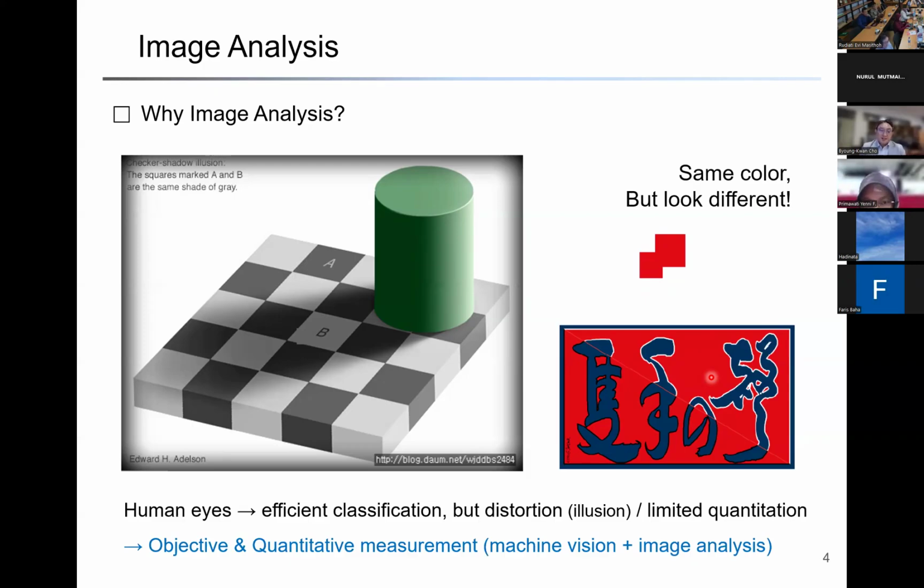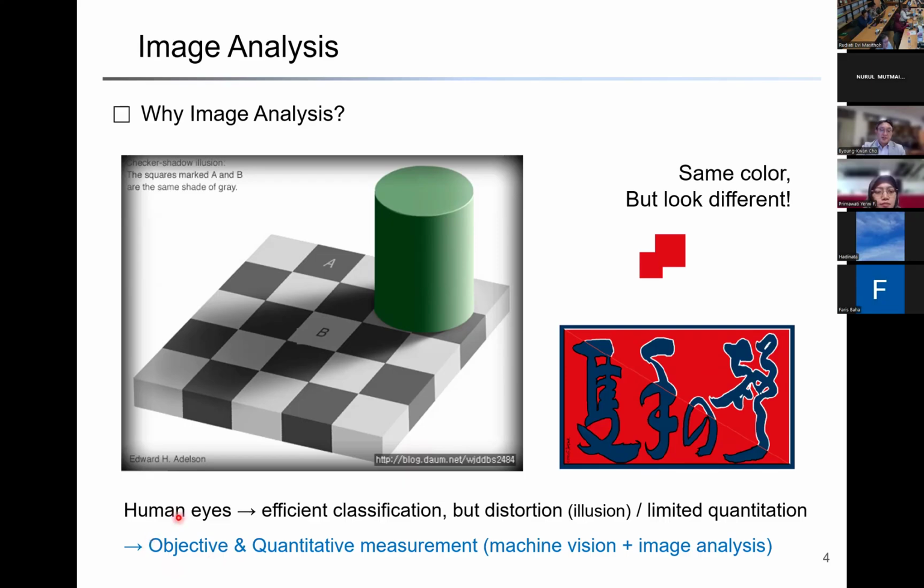Okay, our human eyes are very good, very efficient for classification, but our eyes are distorted. We call it an illusion. It's affected by environment and lights, so we couldn't discriminate the color efficiently. So there is a limitation of our human eyes.